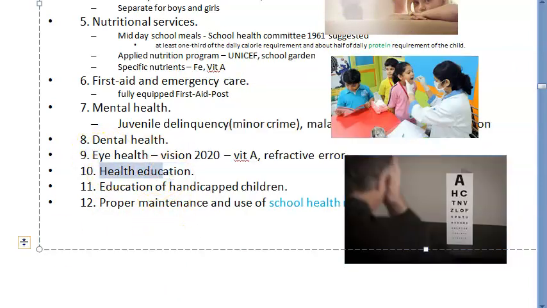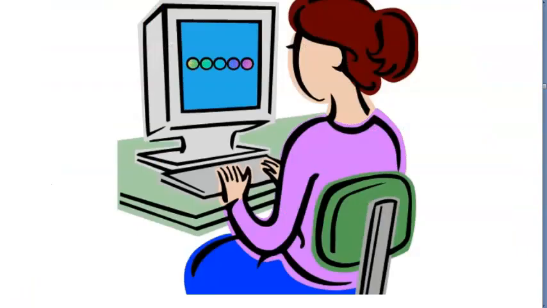Okay, then health education. You'll teach them personal hygiene, washing hands, environmental health. Then cigarette smoking is bad. You will teach them family life also, right? Family life education, they are saying. It's very important, they are saying. So it's not just individual. The entire family's health is important, right? Who and all is there in your family?